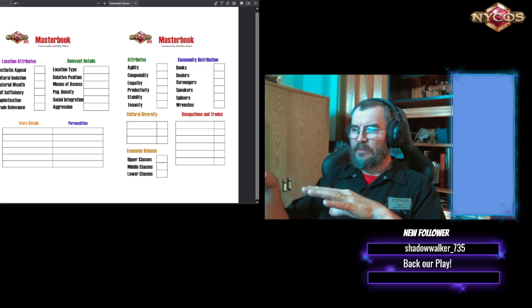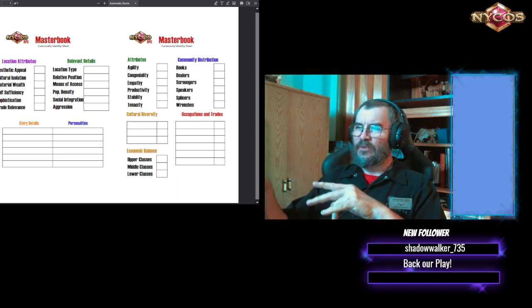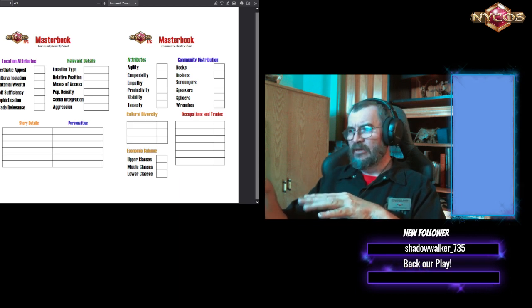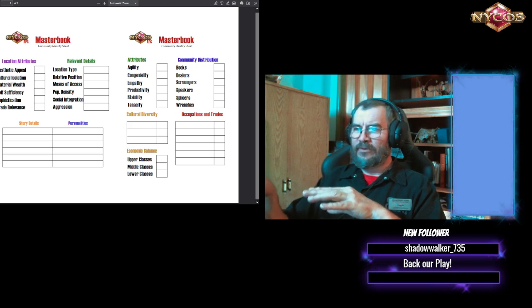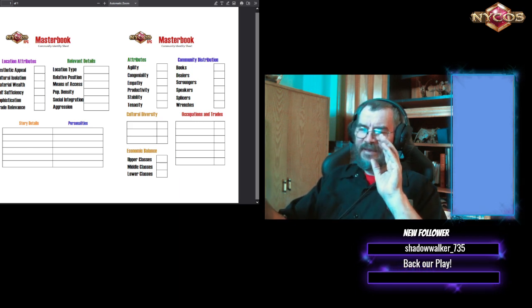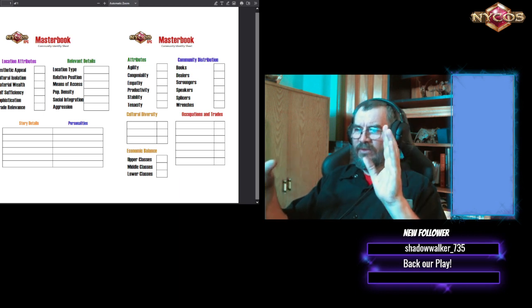We're going to switch to the other page again for the next couple, and we'll come back to the story details and personalities. But the next thing we're going to want to look at is community distribution. Now this one is set up, it's actually ironically set up for downshift, and these terms apply to the downshift world, but they have analogs in all of the other realms.